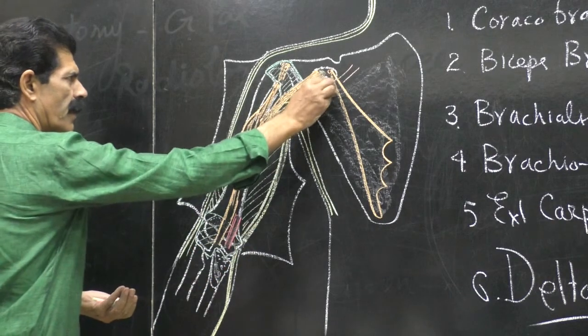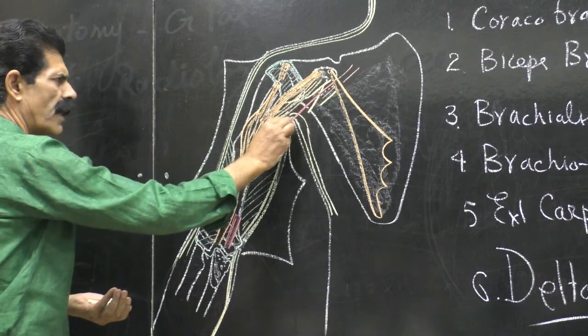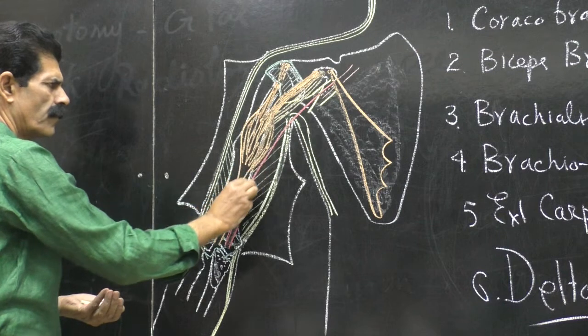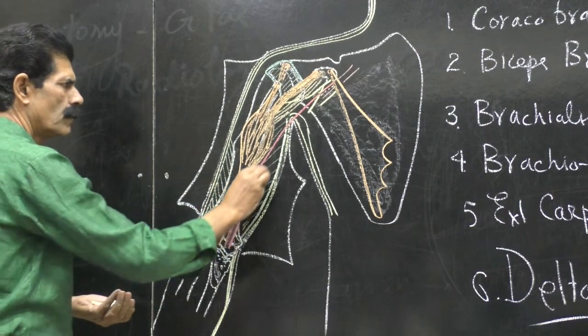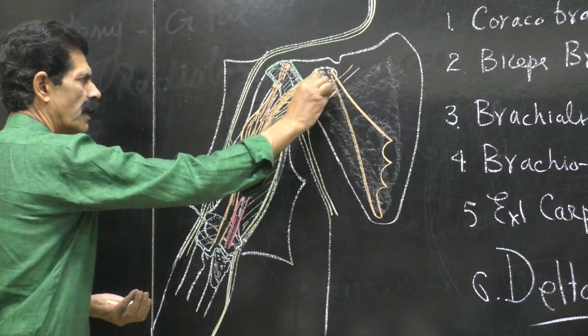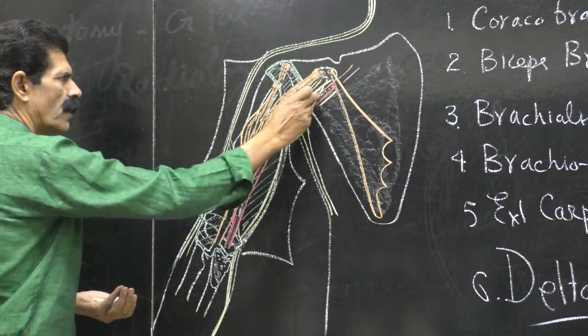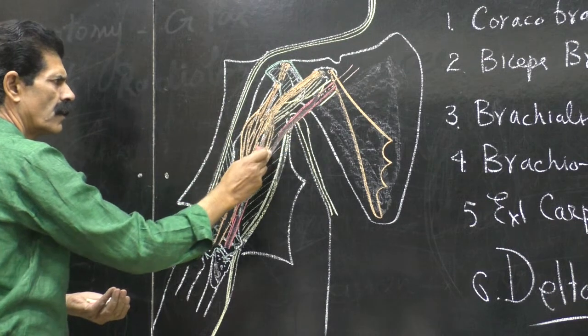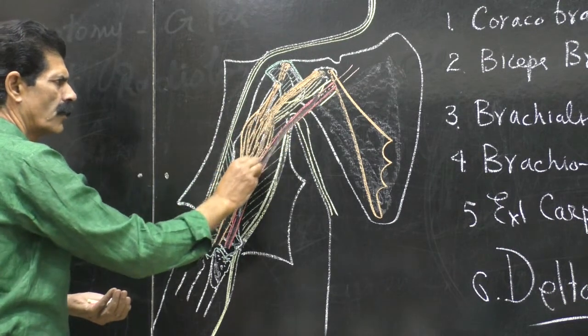The axillary artery is continued as the brachial artery. We have already done the axilla, you know what the axilla is and its contents. So I won't repeat it. Axilla you know much better than me.